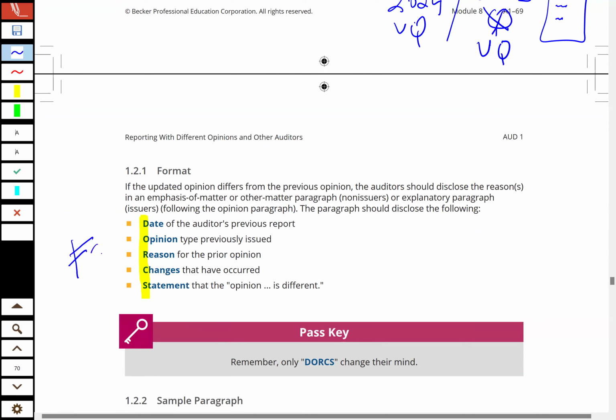Okay. But on the flashcard, what I would have to do is say, this was the date of my original report for X3. My opinion was qualified. I'm changing because they've shown me the evidence now that they have properly accounted for something. That's the change that has occurred. The reason for my prior opinion was they weren't capitalizing some leases. They fixed that. They've shown me the evidence and whatnot. So now my opinion is different. It is now, in this example, unqualified instead of qualified.